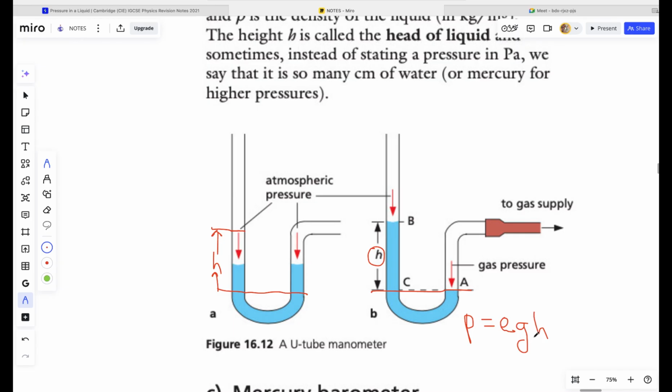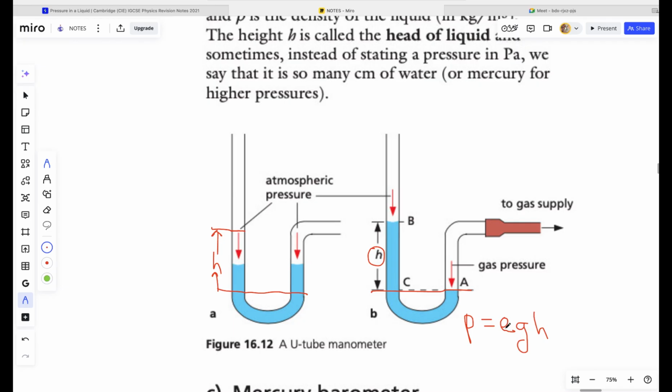You say pressure in liquid is the density of this liquid multiplied by gravity, which is a constant value. This one you don't need to be looking for. If they will not tell you, they expect you to know this. Usually we use 10, but right now IGCSE is using 9.8, so you can just use 9.8.